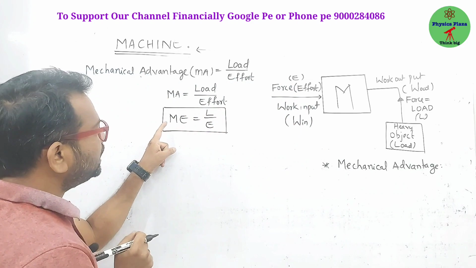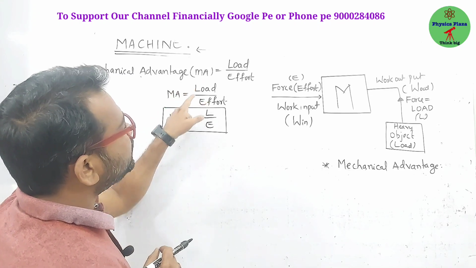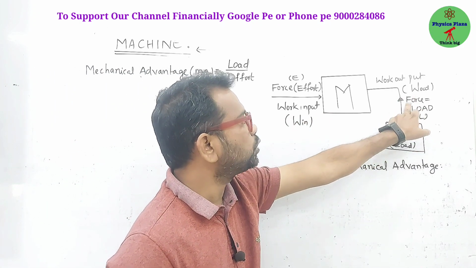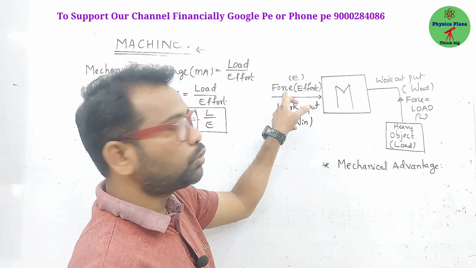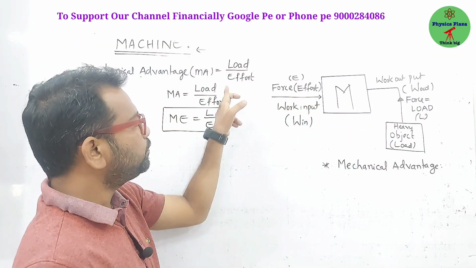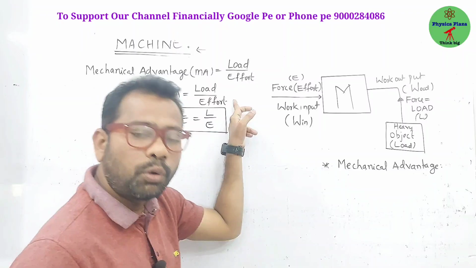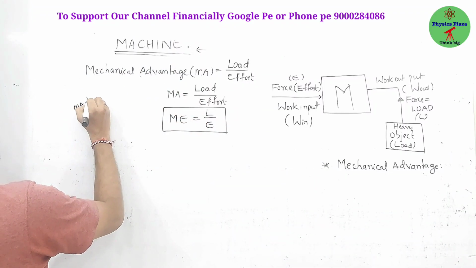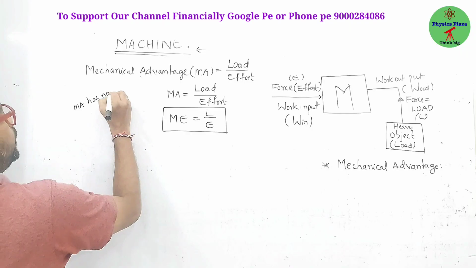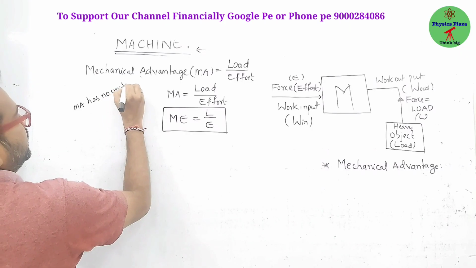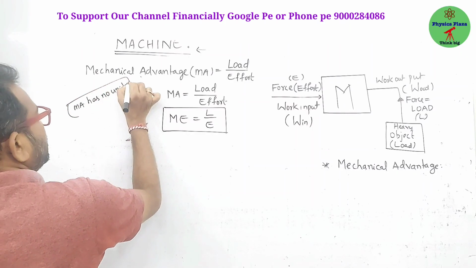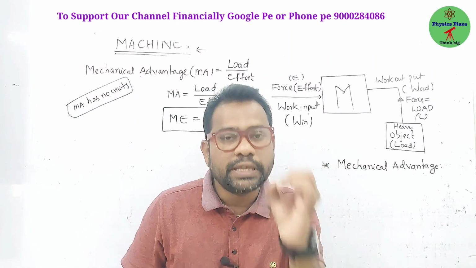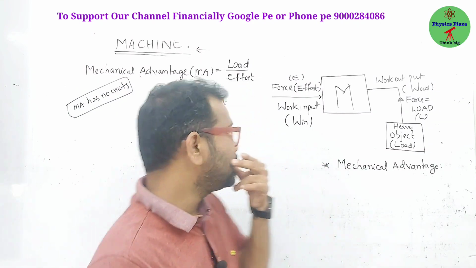Similarly, mechanical advantage also, look at it. Load by effort. See, load is also a force only, effort is also a force only. Force units by force units, Newton by Newton, both will get cancelled. So children, mechanical advantage has no units. Mechanical advantage has no units. Why? Because it is a ratio between the same two physical quantities. Now children, let us see.